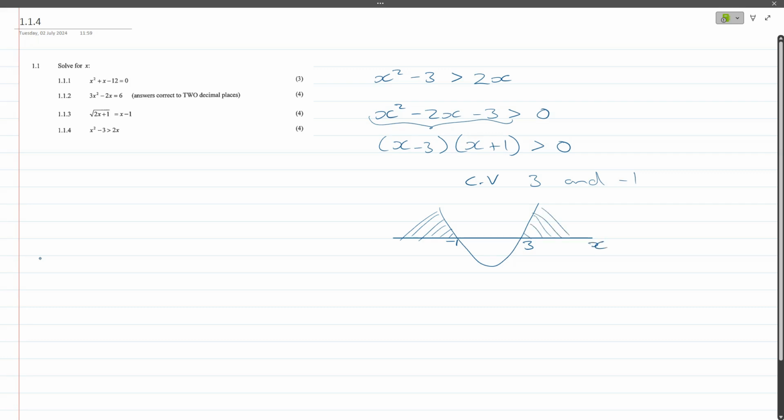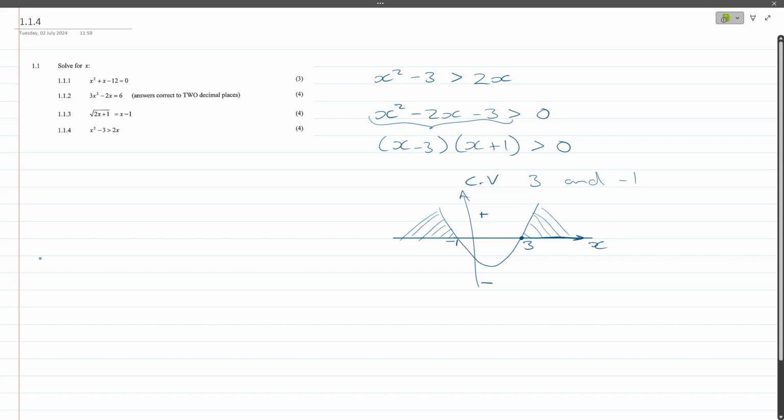Remember, this is the x-axis. Yes, you can put your y-axis if it helps you to draw it better, but it really does not give us any intuition besides telling us that positive is up here, negative is down here. So here we're looking for the positive since we're looking for the region that is greater than 0, and we're looking for the x values that make this possible.